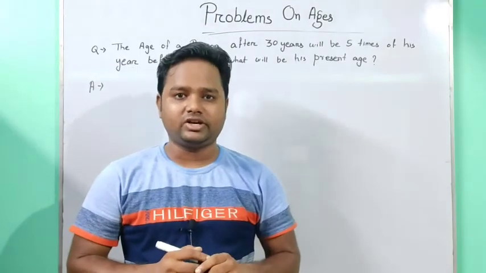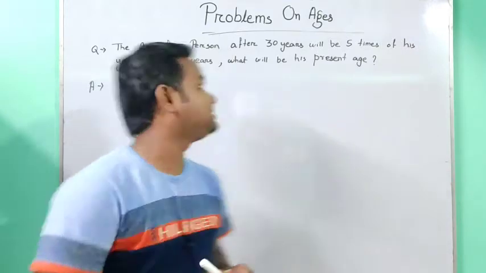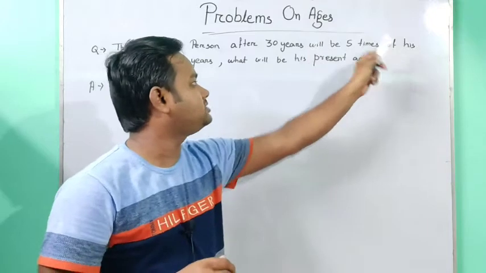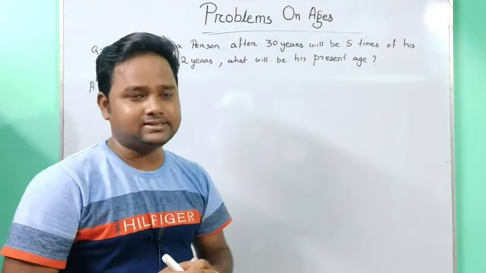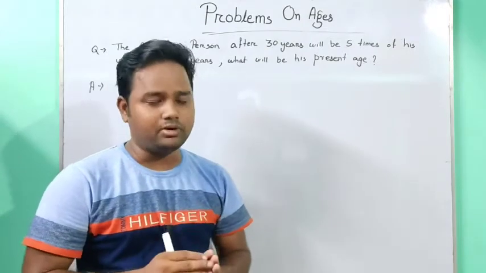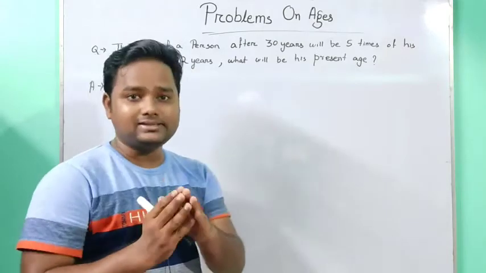Now we will study the age problem one by one. The first question is, the age of a person after 30 years will be 5 times his age 2 years before. What is his present age? In every type of problem on ages, we have to note how many years are given.